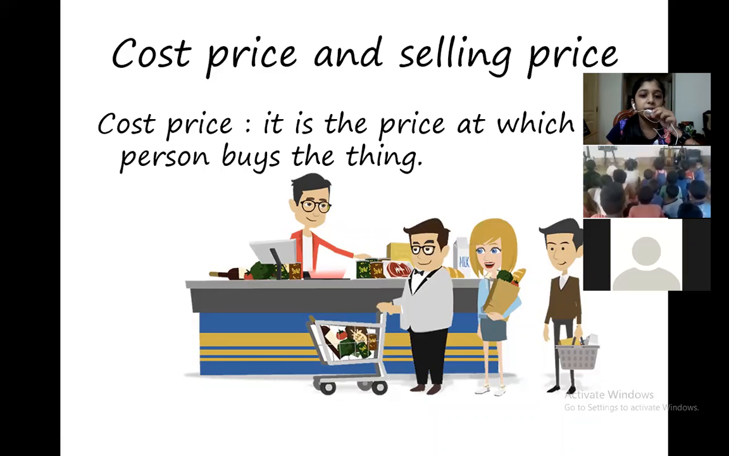So cost price is the price at which a person buys a thing. So let's take an example. You're going to a grocery shop and you're buying all the vegetables. So there'll be a particular price at which you'll buy, right? So that is known as cost price.